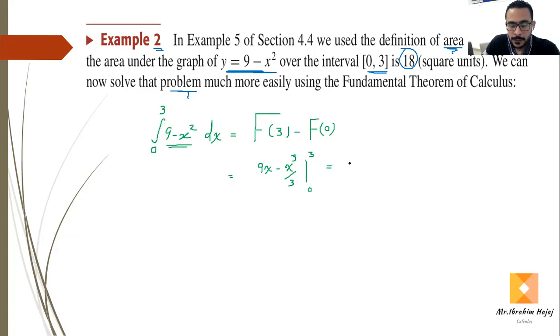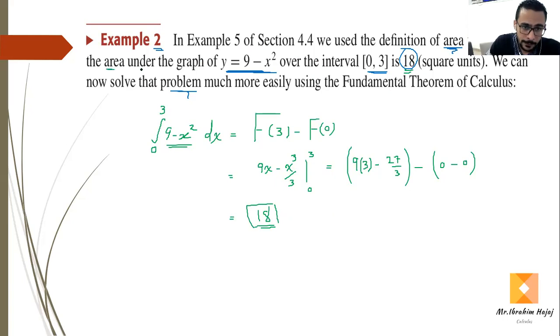First, at 3, it's 27 minus 27 over 3, which is 9. Then minus, substituting 0, we get 0. So it's 27 minus 9, which is 18. So it's exactly the same as using the area under this curve.